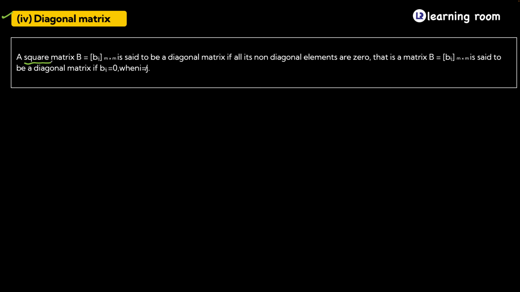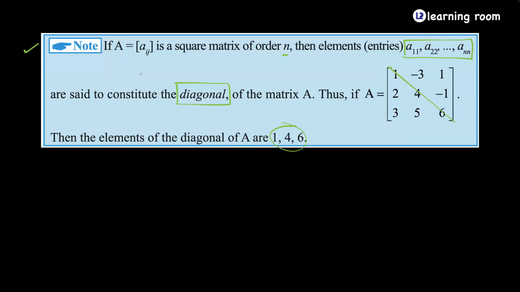So a square matrix B is equal to Bij of order m, that is m cross m, is said to be a diagonal matrix if all the non-diagonal elements are 0. That is, you take B is equal to Bij of order m cross m. It is said to be a diagonal matrix if Bij is equal to 0 where i is not equal to j. Because for the diagonal elements, how are i and j related? They both are the same. This is what I told you.